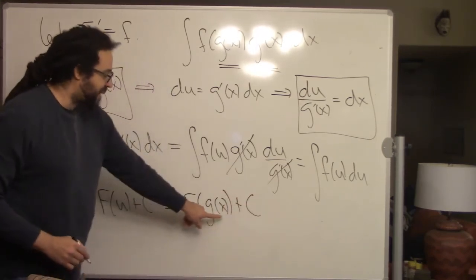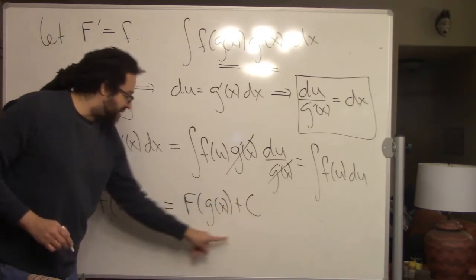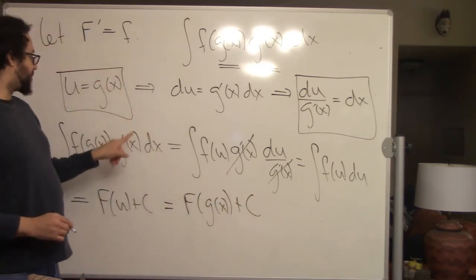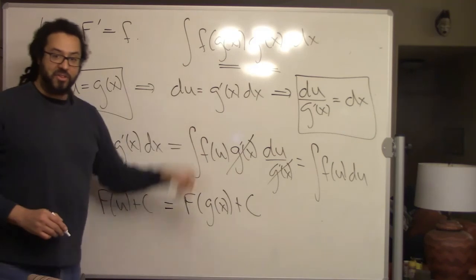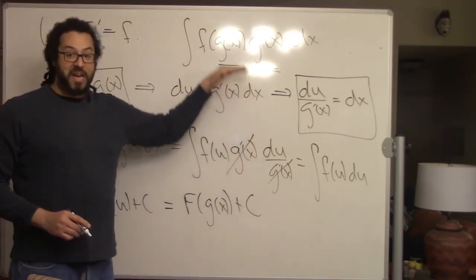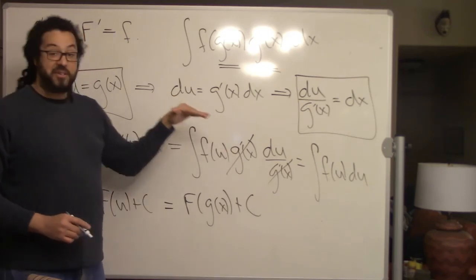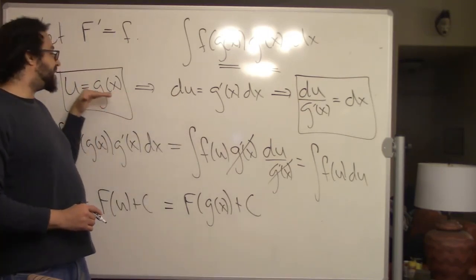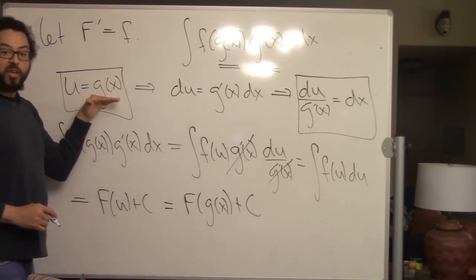And that's what we expected to get, right? We know the derivative of this thing is equal to this thing by the chain rule. So this is the program I'm going to carry out every single time. The only hard part to these problems really is to try to identify what u should be equal to.